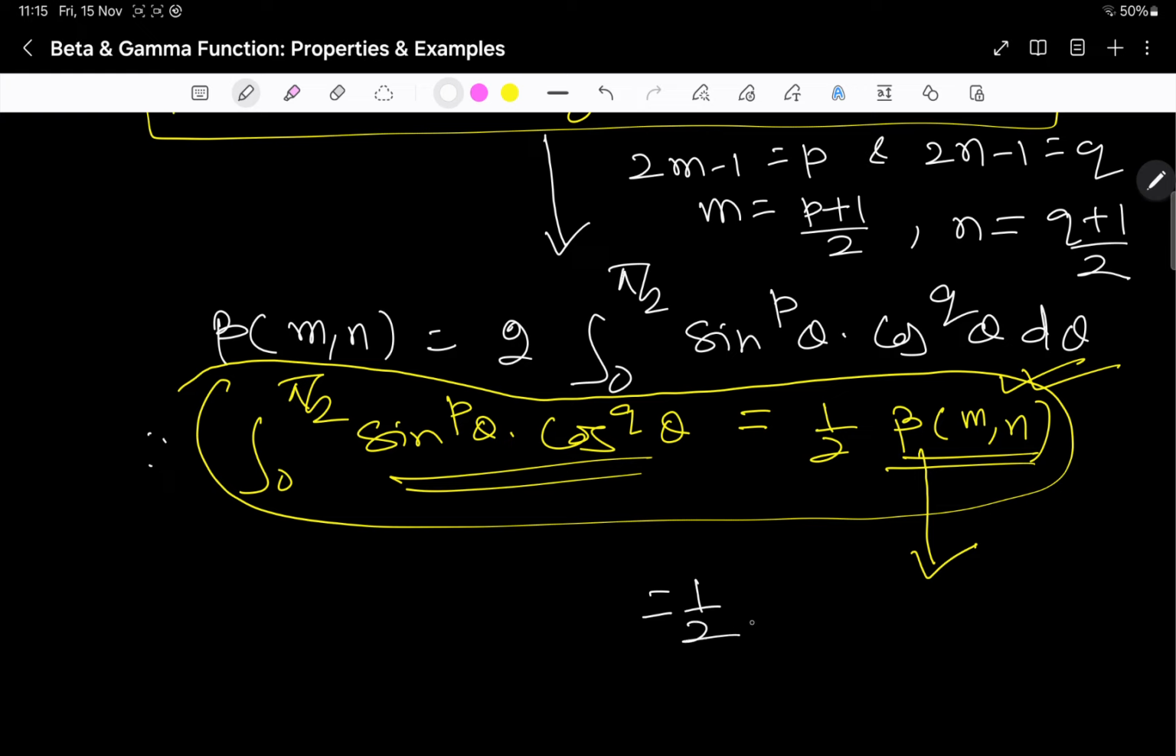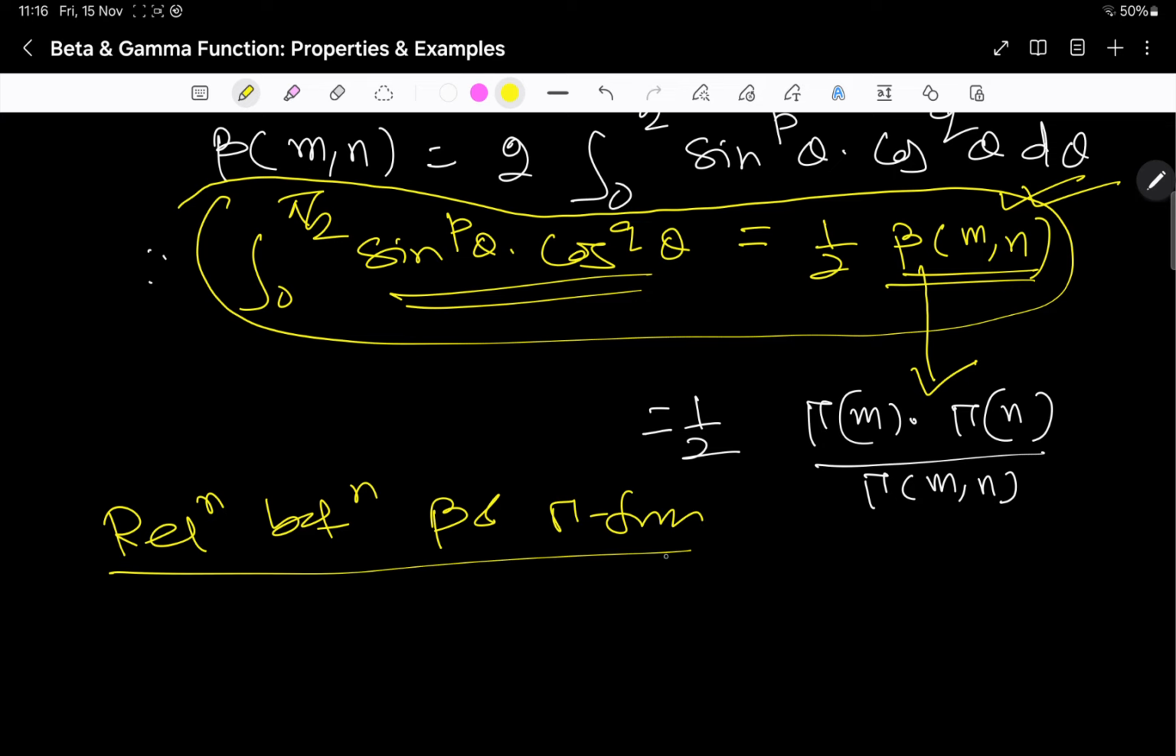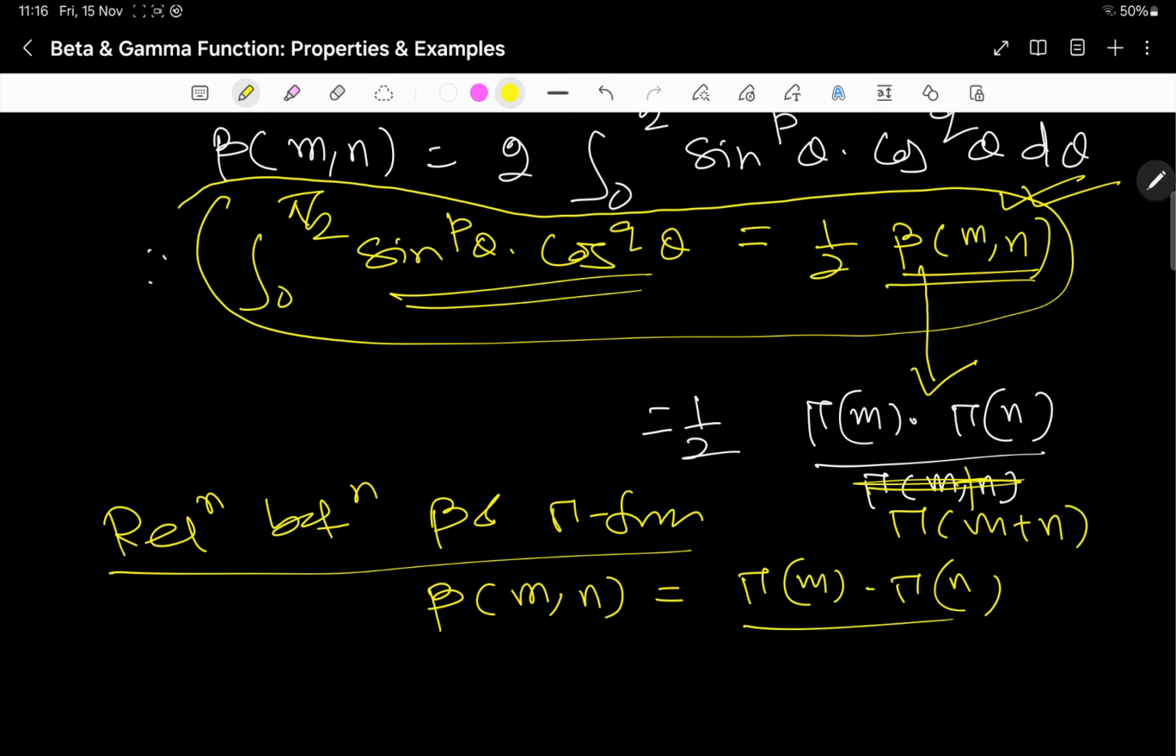So it will be half, this is gamma of m into gamma of n divided by gamma of m plus n. So this is the relation between beta and gamma function. So I can tell you here another important property, that is the relation between beta and gamma function. Here beta mn is gamma m into gamma n divided by gamma m plus n. It is gamma of m plus n. So this is another relation.